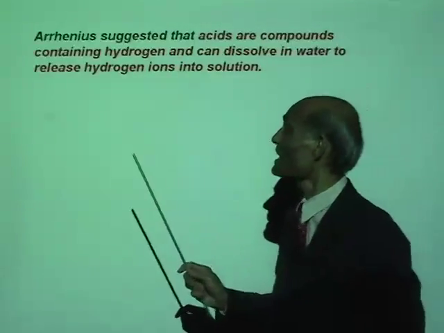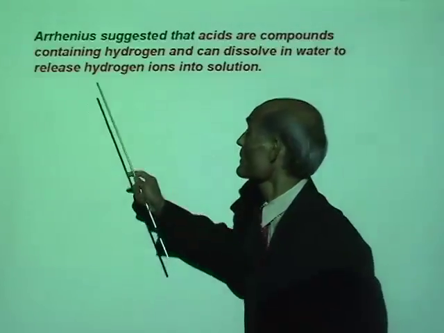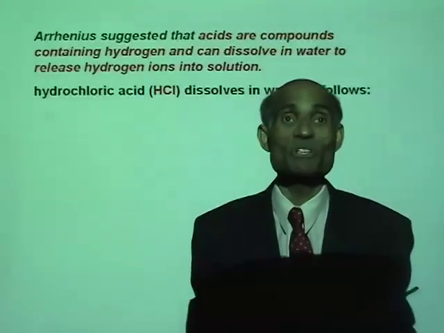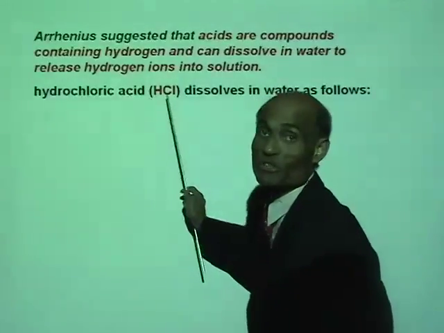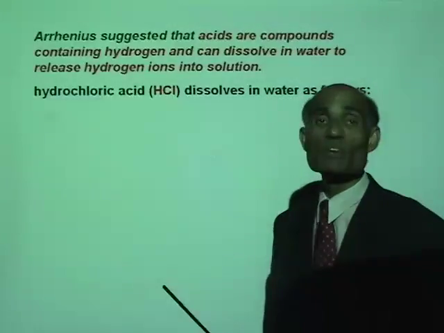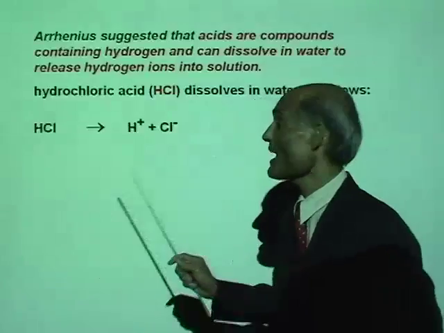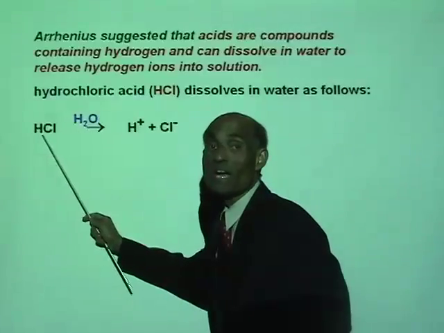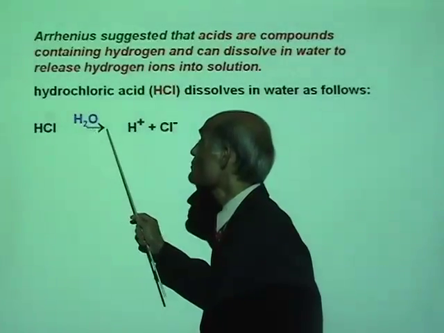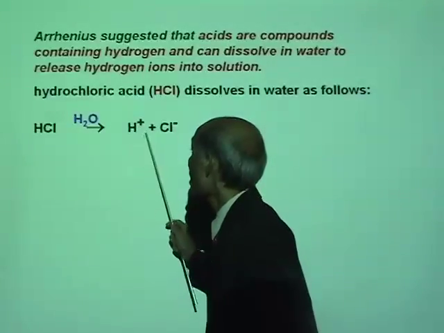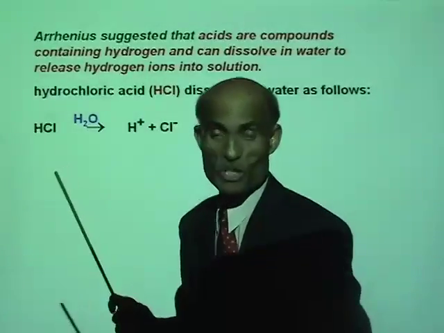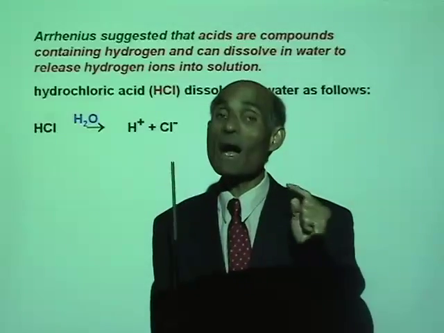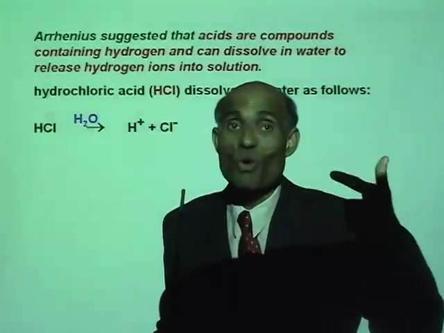So all acids contain hydrogen. And when these acids are dissolved in water, what happens? Hydrogen ions are released into solution. That's an important property of acid. Hydrochloric acid, HCl, dissolved in water, we have seen this already. What happens? HCl when dissolved in water gives rise to hydrogen ions and chloride ions. You see, water will break it down into hydrogen ions and chloride ions. Why? Because of the polar nature of water.